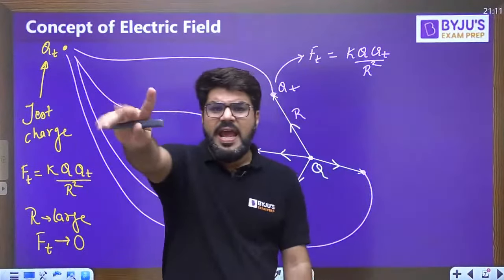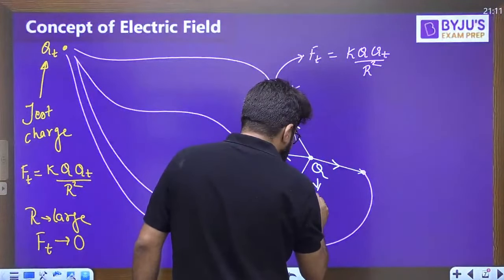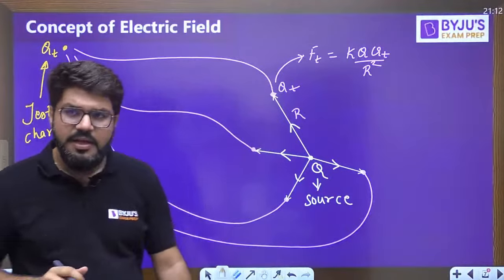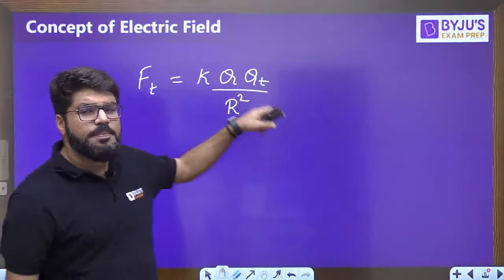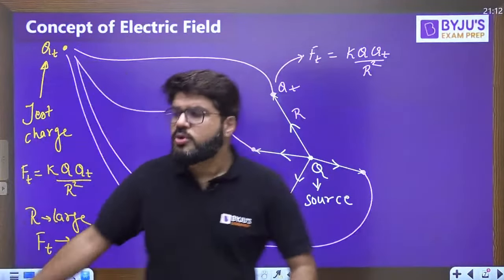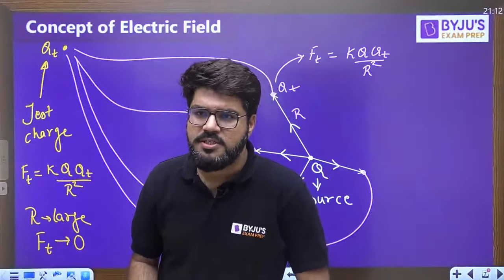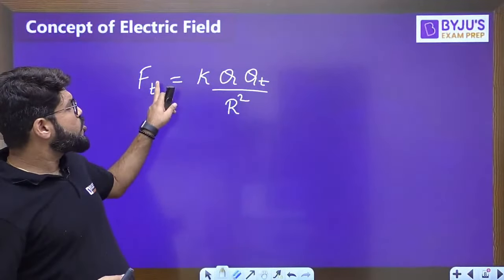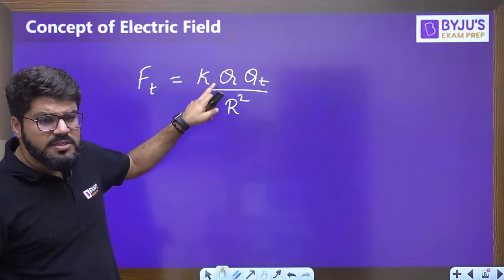Now, of course, every source charge, let me write down this as source, will have some electric field. Right now, what we have written is the force formula. And the force, of course, depends on both the charges. Force depends on the source charge, and also on the test charge, because force is proportional to the product of the two charges. Let us understand what is the contribution due to the original source charge.